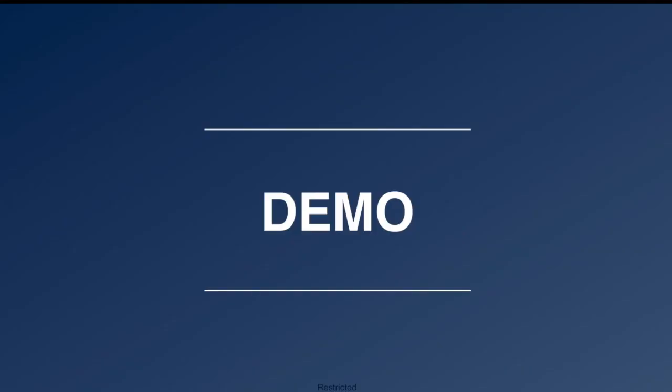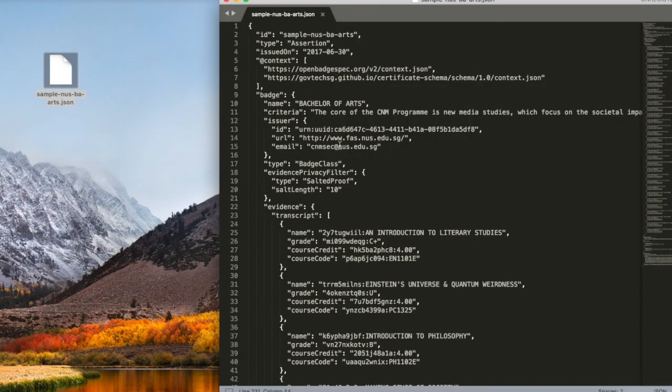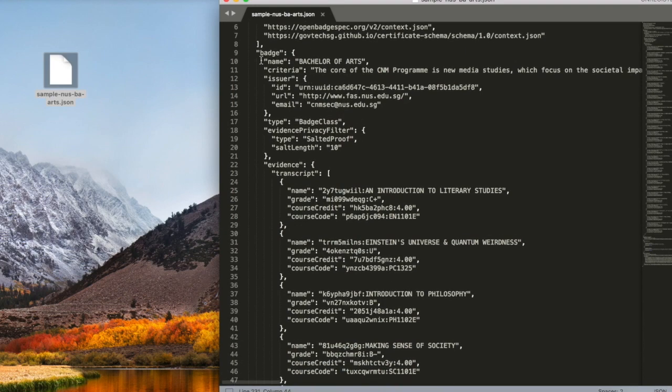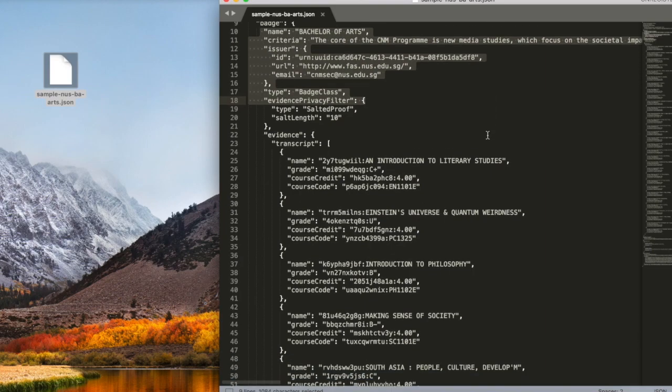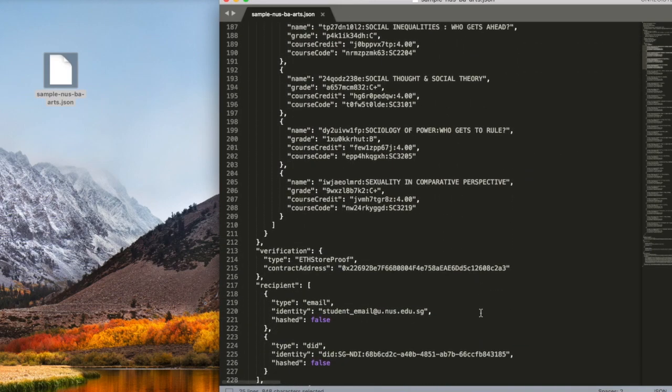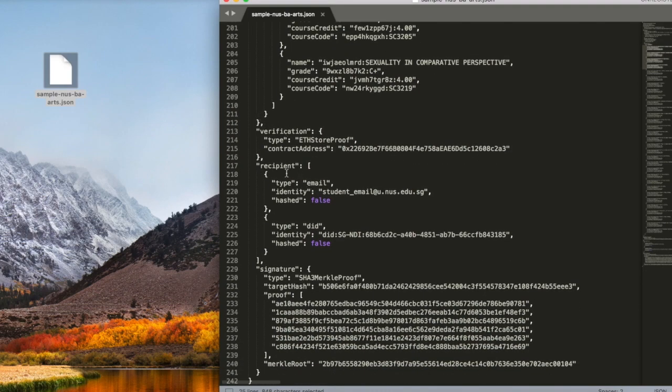Let's take a look at a demo of our product. This is an example of a certificate that we issue. As you can see, in the data, we will have the certificate information, transcript data of the students, the recipient identity, as well as a tamper-proof signature.